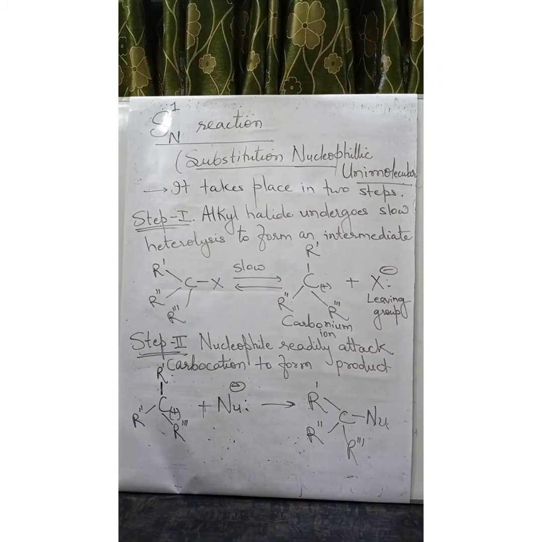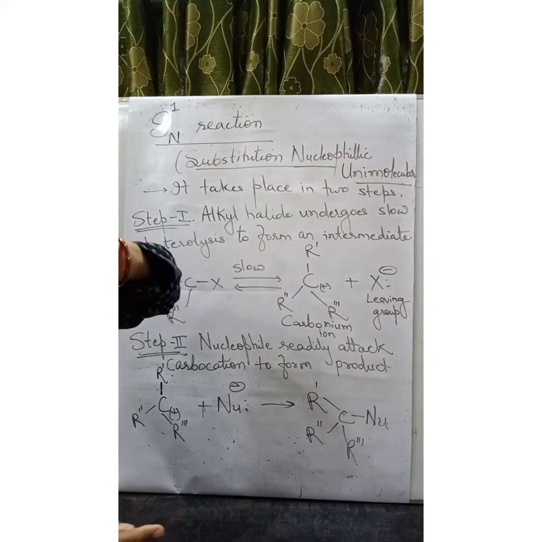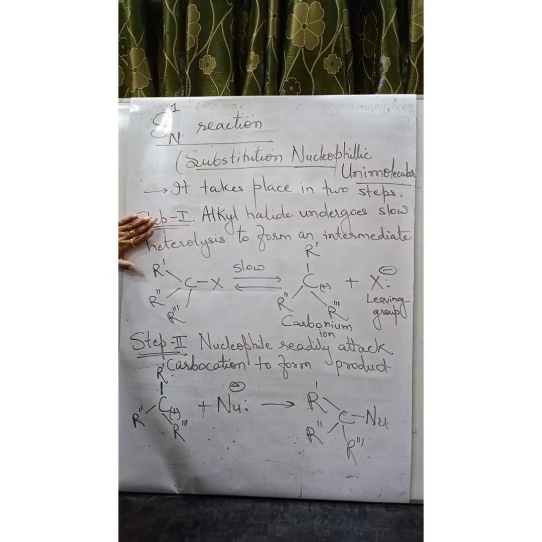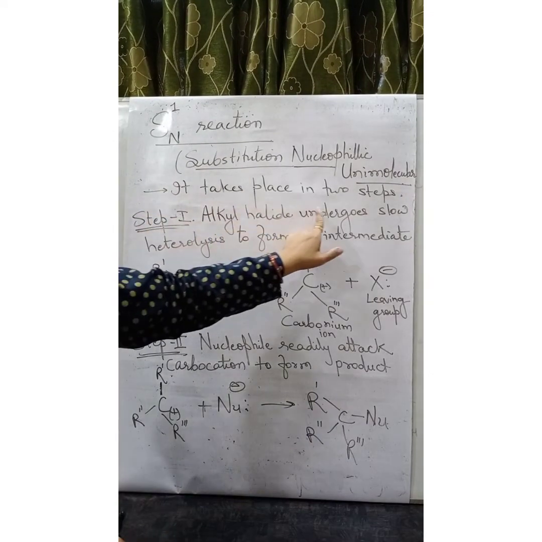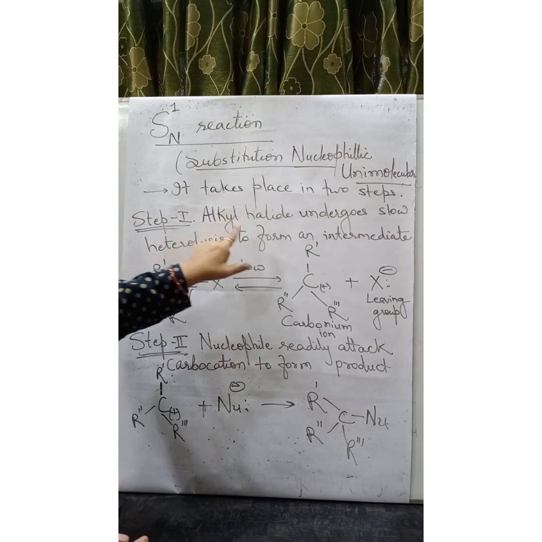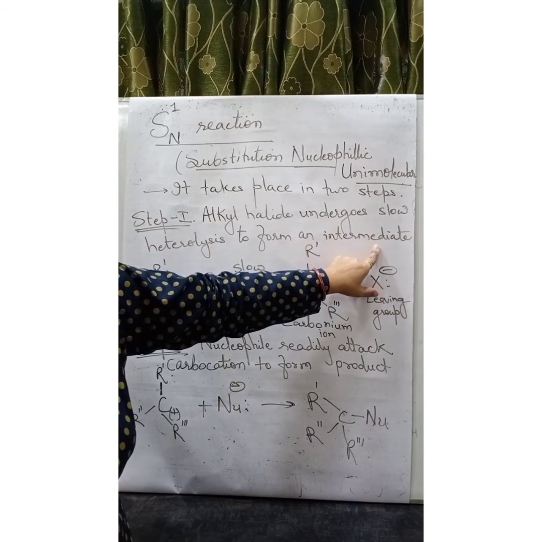Next mechanism is SN1 reaction, substitution nucleophilic unimolecular. It takes place in two steps. In step number 1, alkyl halide undergoes slow heterolysis. It is a slow process and it is reversible to form an intermediate carbocation or carbonium ion.